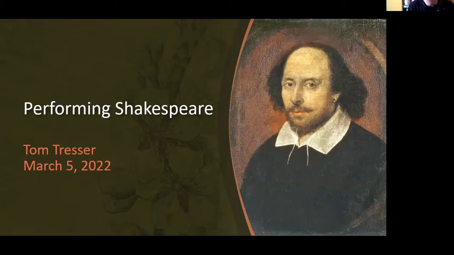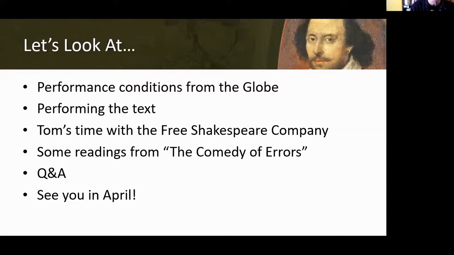So what we're going to talk about this morning is performing Shakespeare using the Comedy of Errors. We'll see what happens when we get to the part where we're supposed to read, because I thought there'd be more people, but we'll see what we can do. We want to take you back in time and look at performance conditions from the Globe and how that impacts performing the text. I'll talk about my time with the Free Shakespeare Company, and we'll do some readings and have some time for interaction, and then we'll reconvene in April, as I understand it.